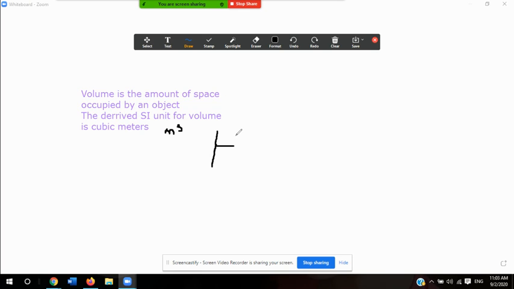So when you have a cube kind of like this one, just imagine this is a cube, guys. Use your imagination, do your best.